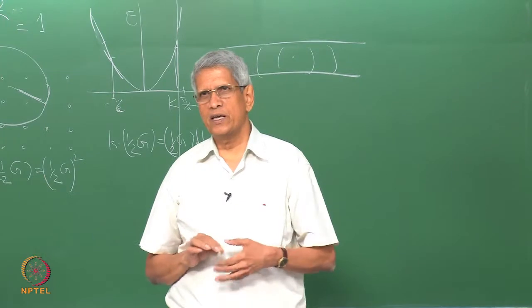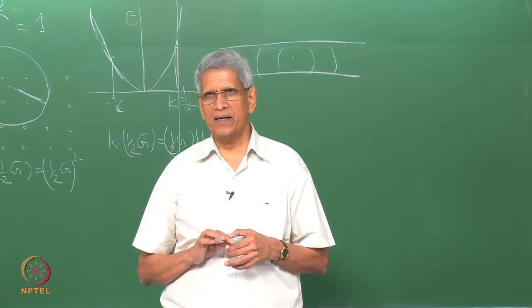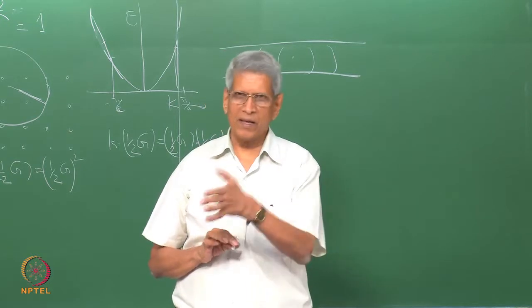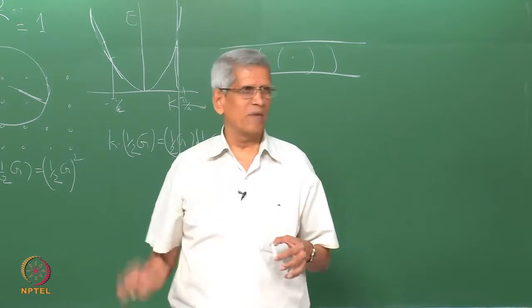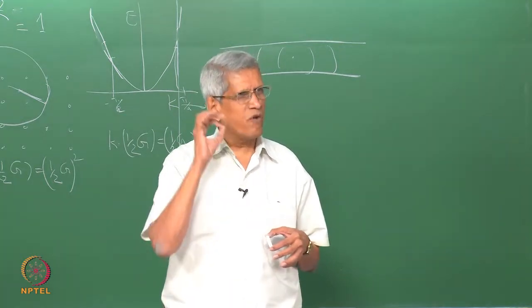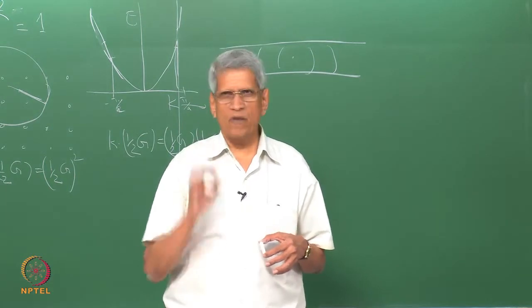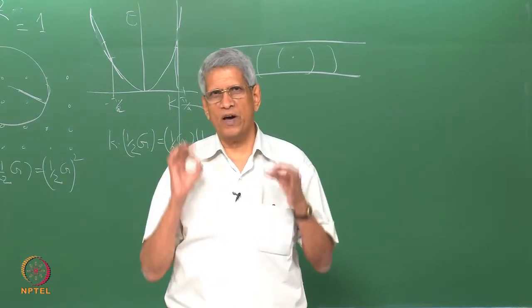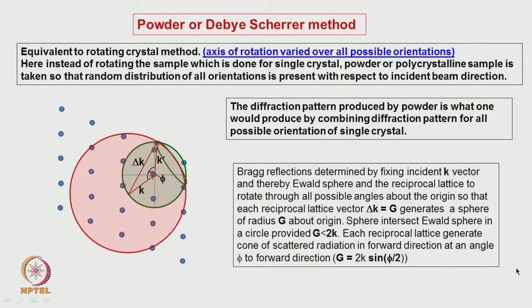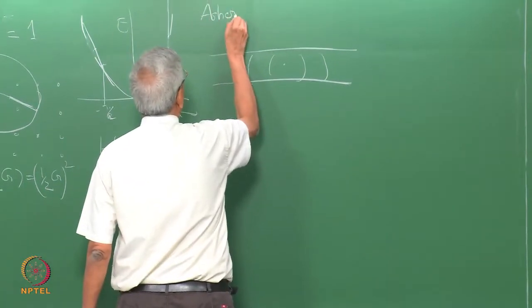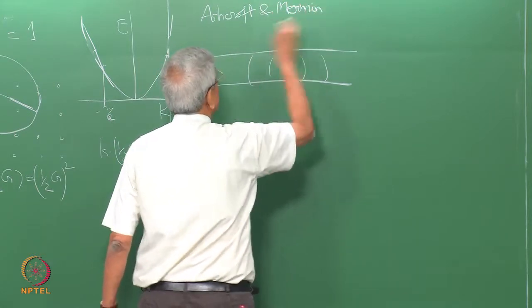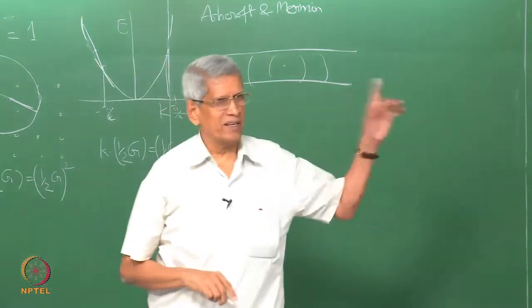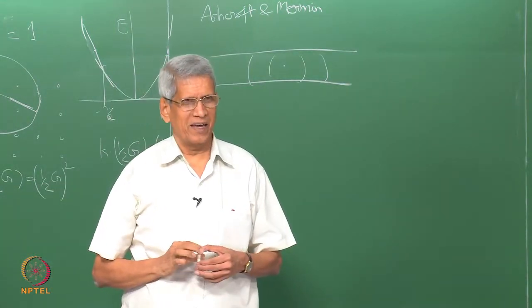Most of these things are in the solid state physics book by Ashcroft and Mermin. I had taken it from there. He explained very nicely how the Ewald sphere construction forms the basis of the various diffractometers which we use for X-ray analysis. Actually, in the first class I had mentioned these book names, including solid state physics.